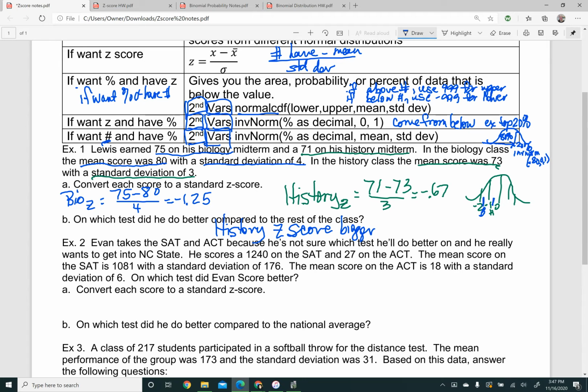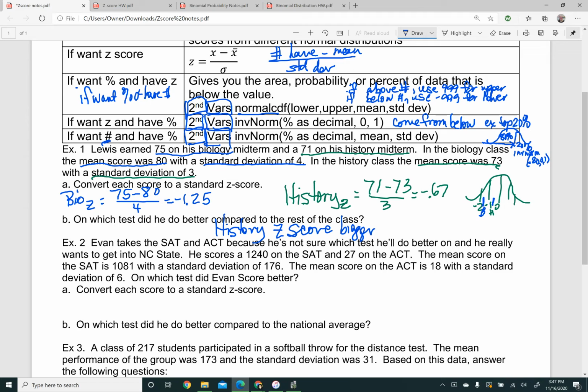Okay? So basically what this says is he got a better grade in biology, but more people got better grades than he did. Where in history, he didn't get as great a grade, but that means more people got worse grades than he did, okay? So that means history was his better score.